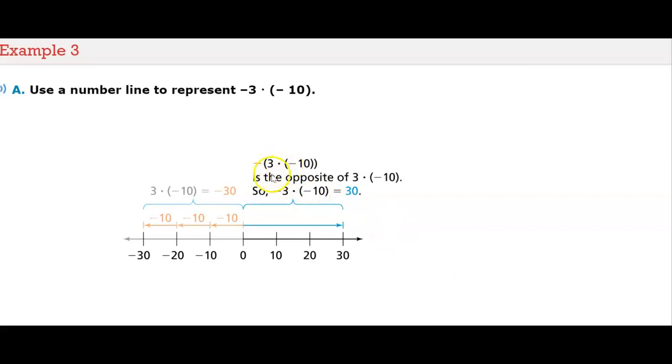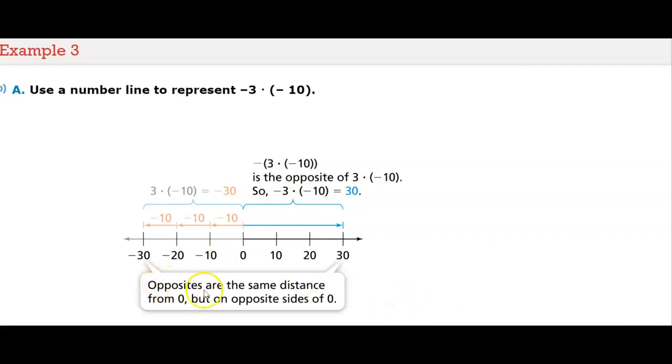They just rewrote it where the negative is on the outside. You have 3 times the negative 10 in parentheses. So the opposite of 3 times negative 10, that's what the opposite will be. And then negative 3 times negative 10 is equal to 30 because they are both negative. So opposites are the same distance from 0, but on opposite sides of 0.